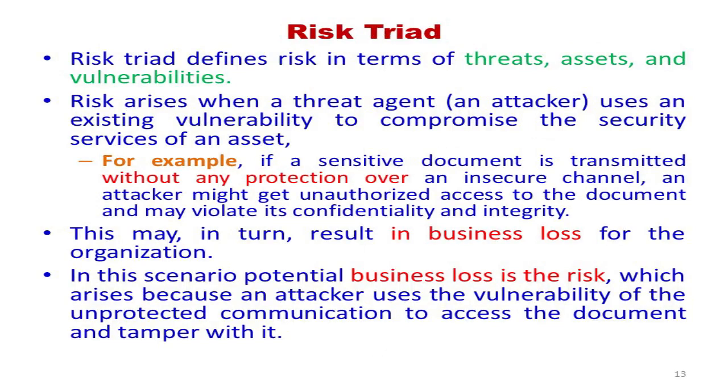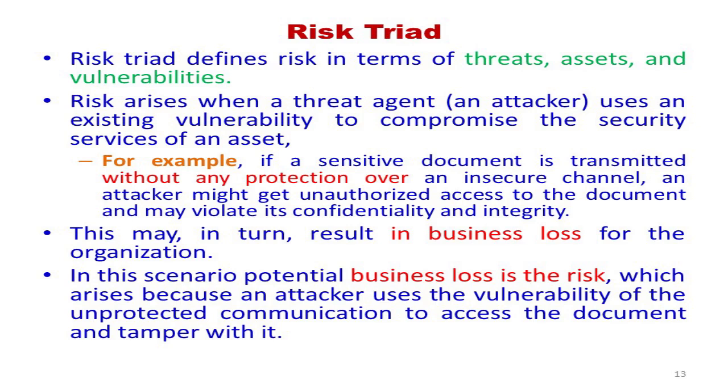Risk triad. Risk triad defines risk in terms of threat, assets, and vulnerabilities. Risk arises when a threat agent uses an existing vulnerability to compromise the security service on an asset. For example, if a sensitive document is transmitted without any protection over an insecure channel, an attacker might get unauthorized access to the document and may violate its confidentiality and integrity. This may in turn result in business loss for the organization.